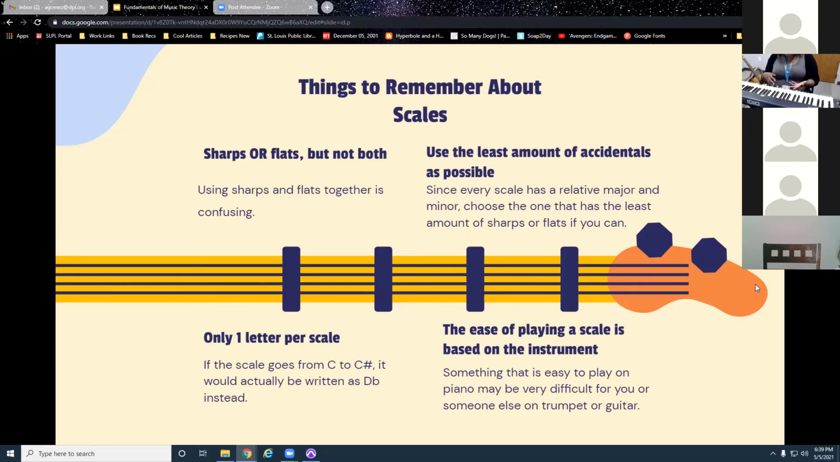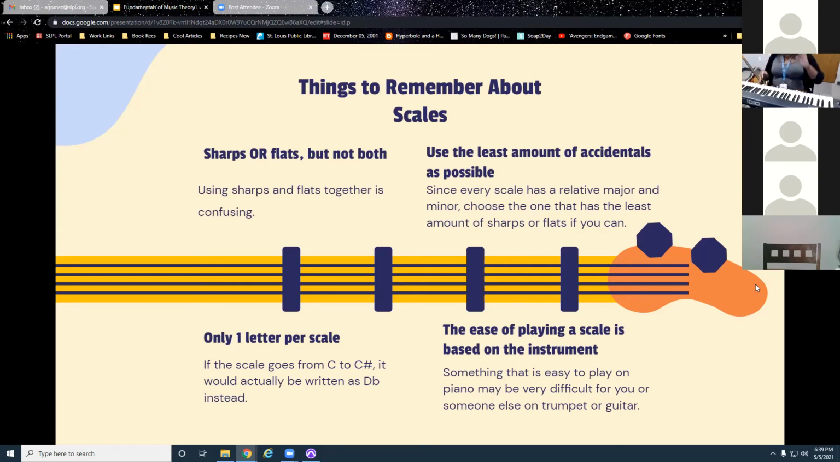So a scale that has a ton of sharps or a ton of flats is going to be possibly harder for you to play, depending on the instrument you're playing. Chord progressions may be easier depending on the instrument you're playing, and all of that is going to be a factor in what scale you decide to write your music based on.